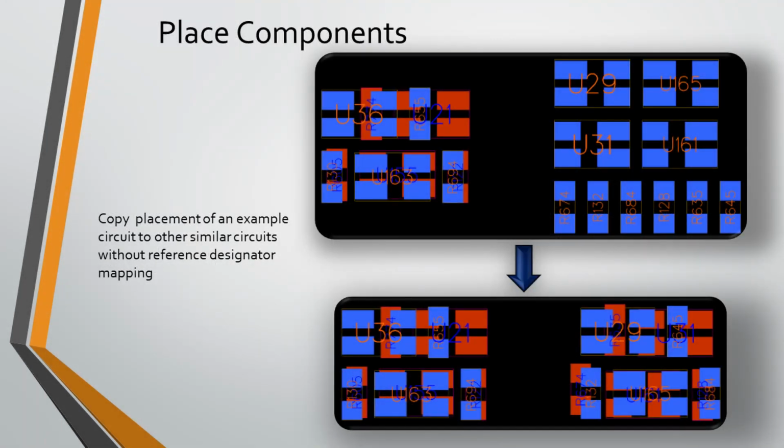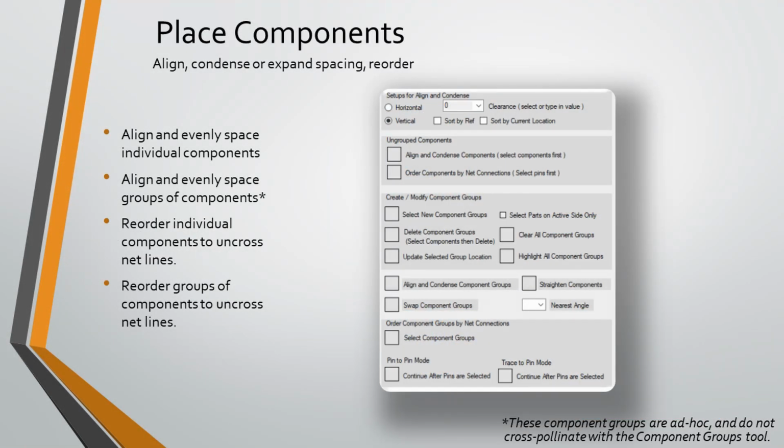The copy placement function is used to duplicate the placement of similar circuits. It is very useful when there are many of the same kind of circuit on a board. There is no reference designator mapping from the example circuit to the copy circuit required. The tool figures this out itself by using a fuzzy logic algorithm that analyzes the way the components in the circuits are connected.